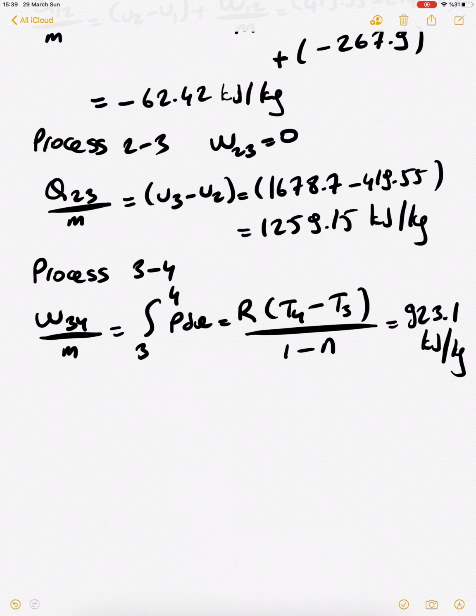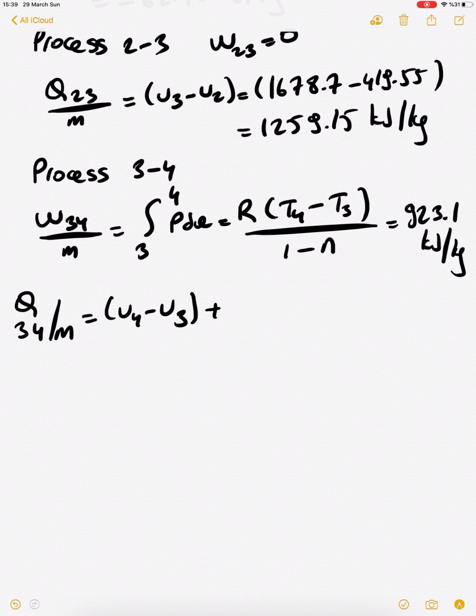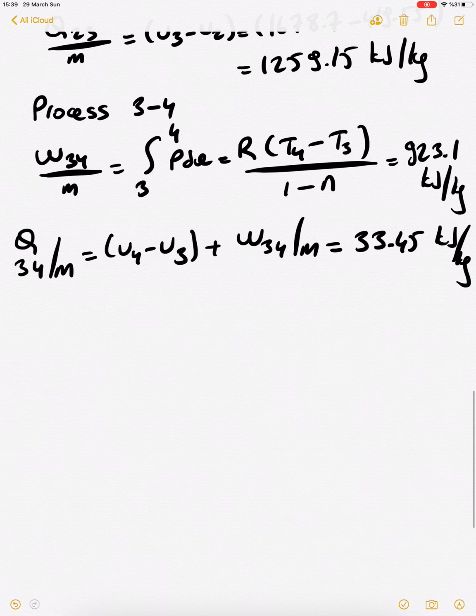So this is the useful work, and when you use the energy balance, Q34 per unit mass is equal to U4 minus U3 plus W34 per unit mass, and the result is going to be 33.45 kilojoule per kilogram. So this is also positive. So heat is transferred to the system.